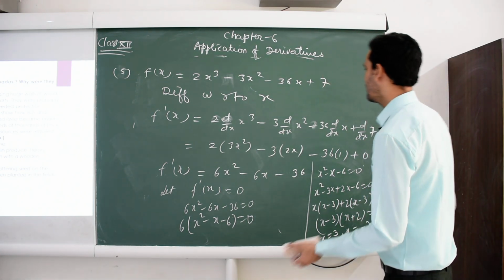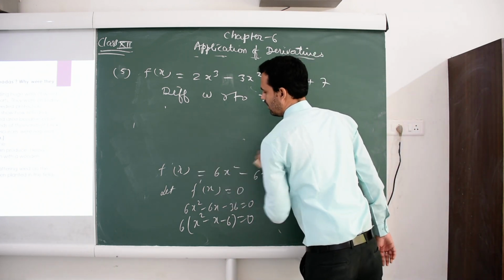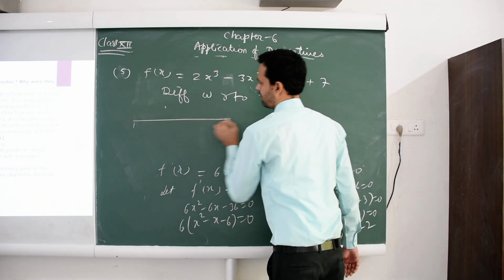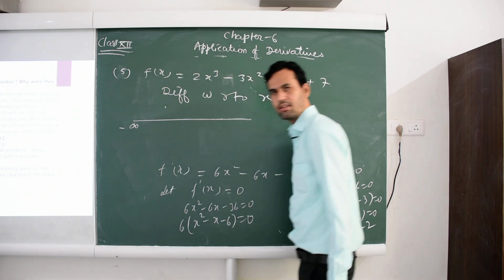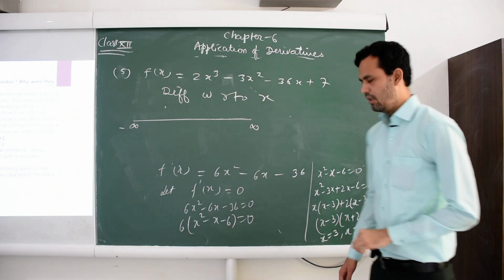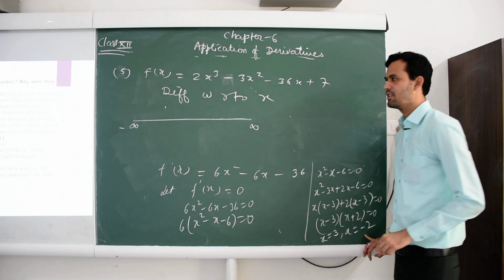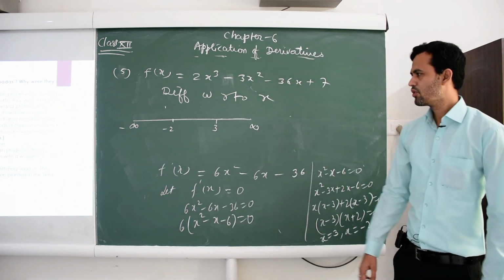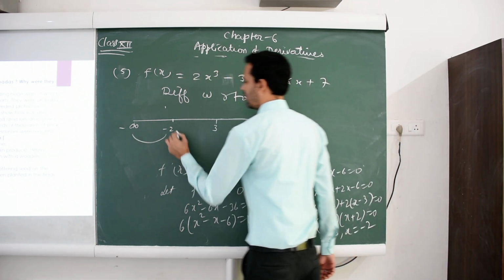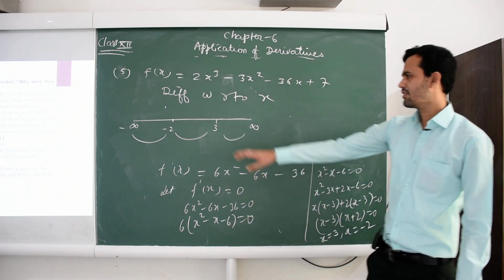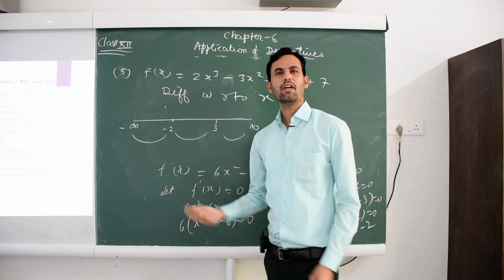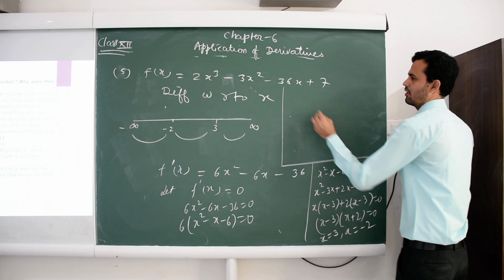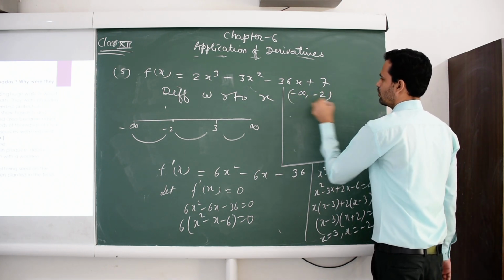So, now we draw a number line. Here minus infinity and here plus infinity. Then there are two values, minus 3 and 2, marked on the line. So we get three intervals, first this interval, second this interval and third this interval. In these three intervals we find whether the value of f dash x is positive or negative. First interval is from minus infinity to minus 3.